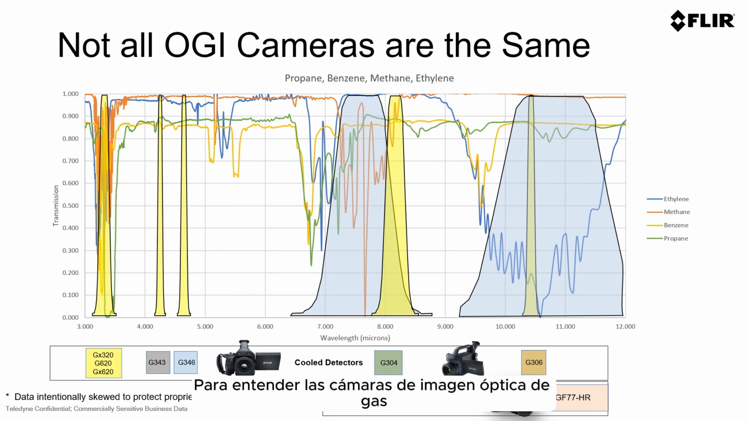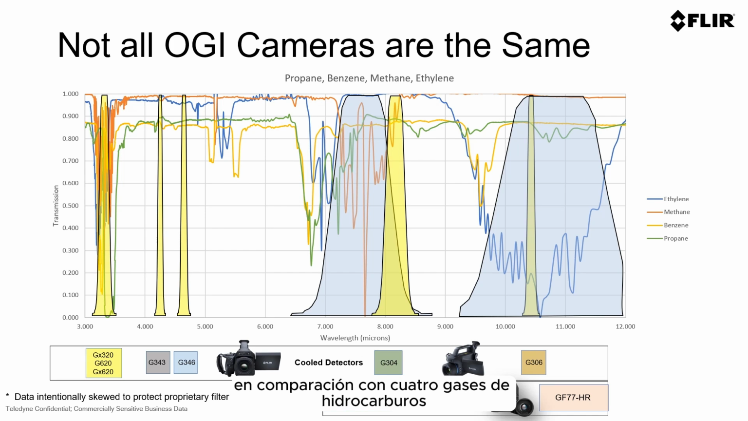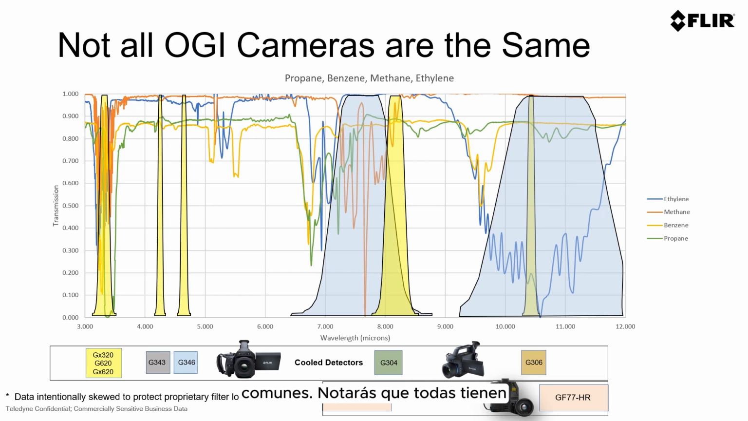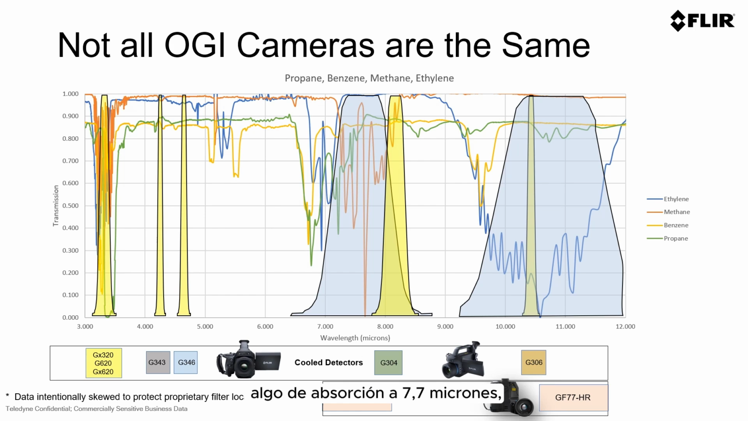To understand optical gas imaging cameras, you need to know that not all OGI cameras are the same. This shows you the portfolio that FLIR has in comparison with four common hydrocarbon gases. You'll notice that all of them have a spectral response in that 3.2 to 3.4 micron range we've discussed. But as you move into the long wave above 7 micron, you can see where methane has some absorption at 7.7, ethylene has a considerable amount of absorption between 10 and 11, but other common gases like propane and benzene have little to no absorption in the long wave spectral.